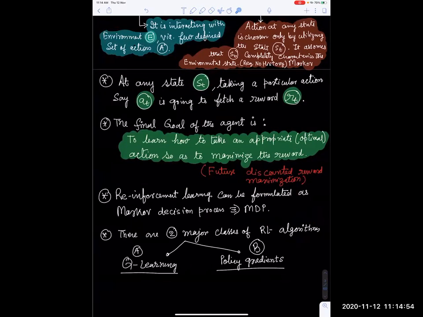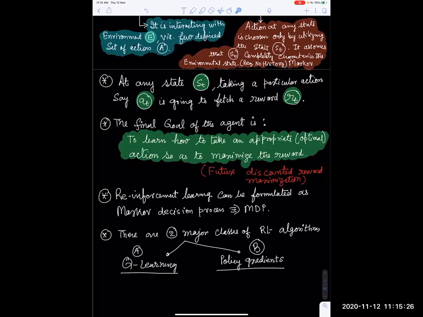Now there has to be a goal of an agent. Given a particular environment, the agent moves inside and starts to play it as a game, but it needs to fix some goal: I need to maximize this, I need to minimize this, I need to do certain things. So that is the goal. And in general, the actual goal is to basically learn optimal behavior.